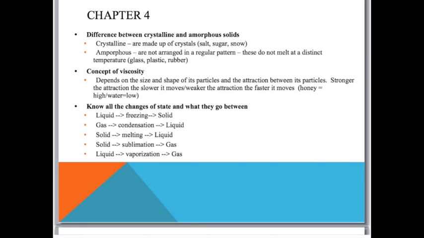And then we've got all the changes of state here below and what they go between. What they start as are over here on the left, and what they finish as are over here on the right, and then down the center is the type of change that it goes through, the term.